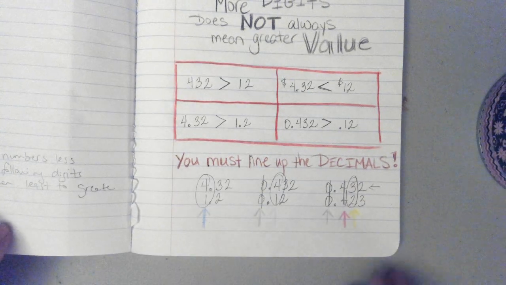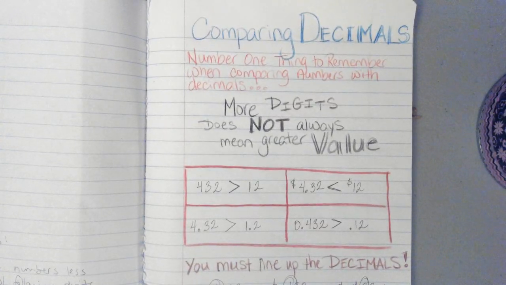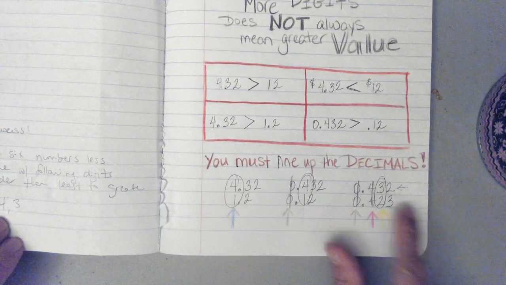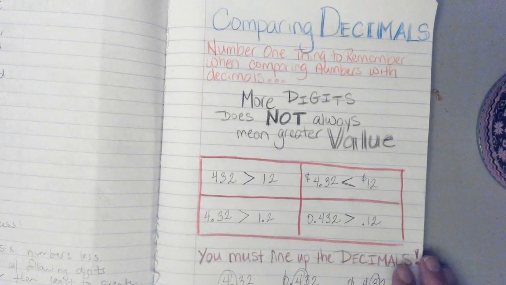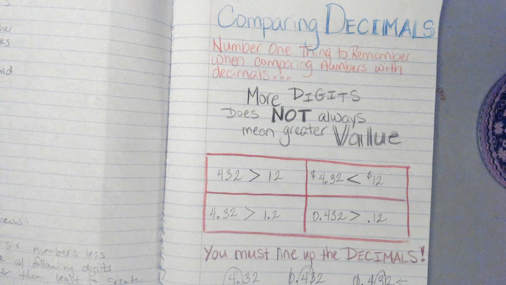So if you need to pause and go back to finish creating your anchor chart, your journal entry, go ahead and do that. Just make sure you have all 3 of these examples down here. Make sure you have this box, and make sure you remember, more digits does not always mean greater value.